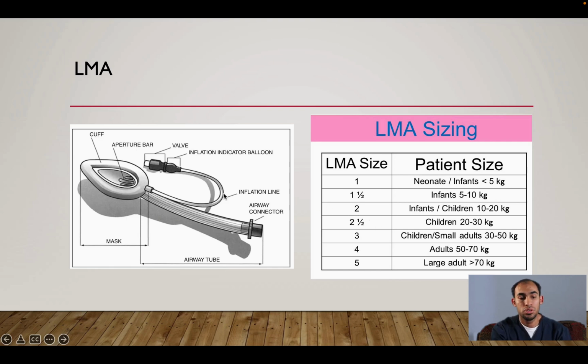How to choose the size of the LMA? By the weight of the patient. You will see the weight of the patient and you will choose the size. For example, here, if the patient weighs from 50 to 70 kilograms, we will use size 4. If it is more than 70, we will use size 5.